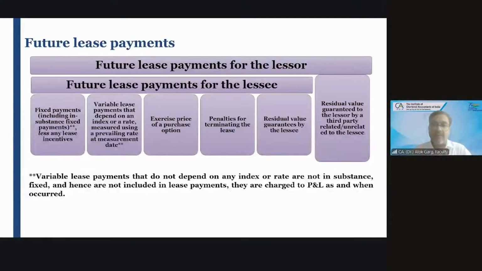Variable lease payments that depend on an index or a rate are measured using the prevailing rate at the measurement date, which means the commencement date. Variable lease payments that do not depend on an index or rate are not in-substance fixed payments and hence are not included in the lease payment. They are charged to P&L as and when incurred, right? So the variable lease payment on the basis of an index or rate has to be considered as prevailing on the date of commencement, right?